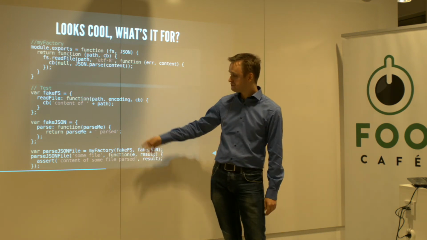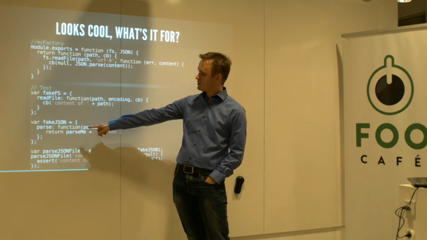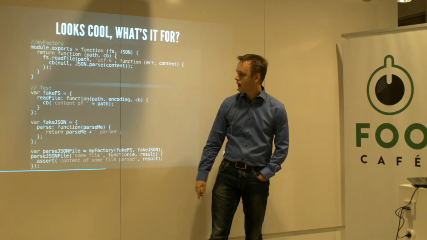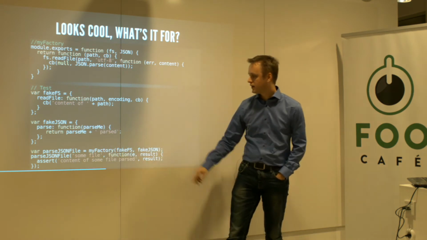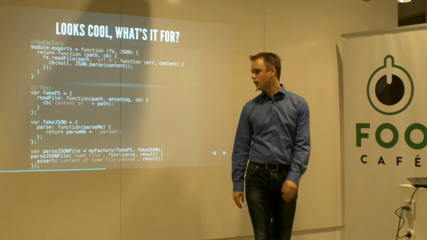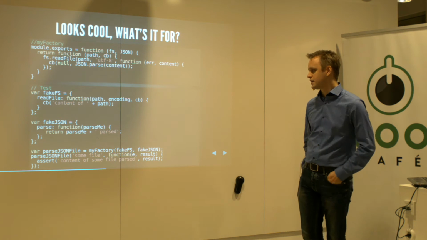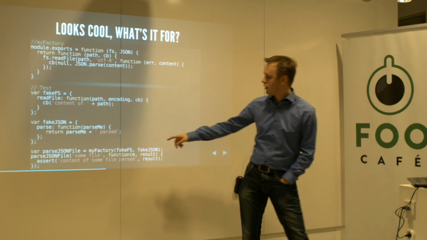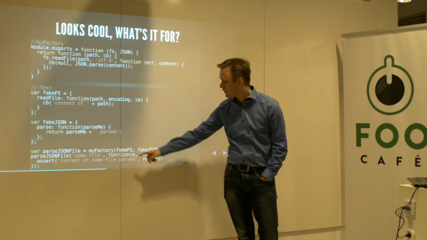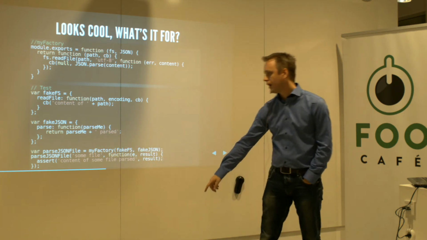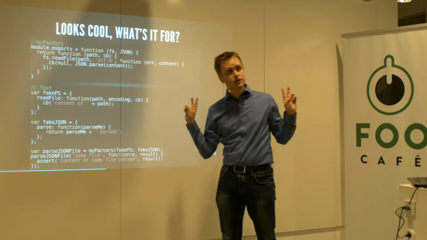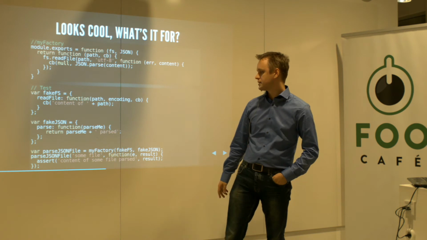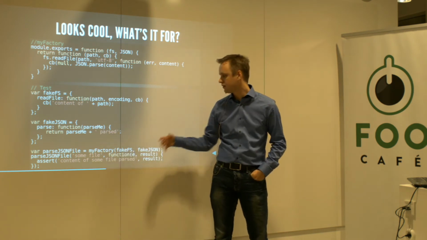And the fake JSON has a function called parse, and it gets a string, and all it does is return the string parsed. So now I can do the test on the bottom here, where I call the factory with a fake file system and the fake JSON, and then I parse some file, and what the callback should give me is content of some file parsed.